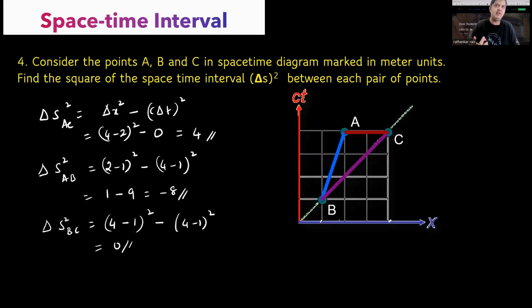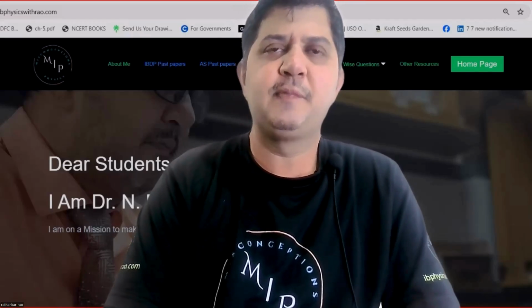So maybe in the next video, we will look into why we calculate this. What do you mean by positive value of delta S? What does it mean by negative value of delta S? What does it mean by 0? We will see all these things in the next video. Now we come to an end to the space-time interval.